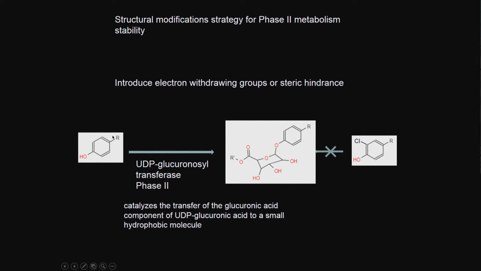Whereas, when I have this type of group, what happens? UDP glucuronyl transferase phase 2 catalyzes the transfer of the glucuronic acid component of UDP glucuronic acid to a small hydrophobic molecule. So you end up with glucuronic acid coming here. Whereas, if I have an electron withdrawing group like Cl, what happens? This does not take place, that means phase 2 will not happen.